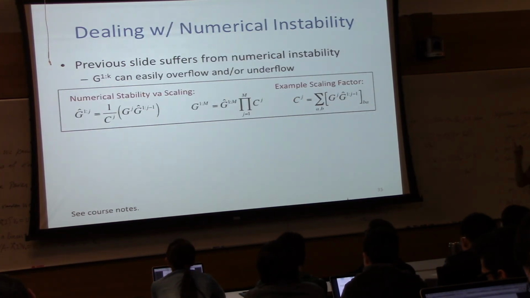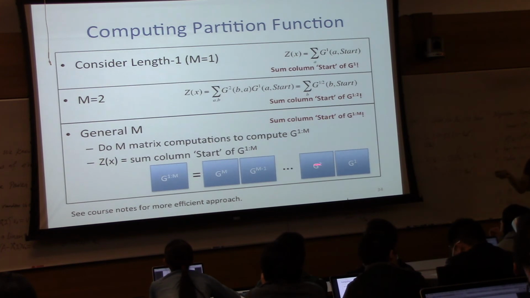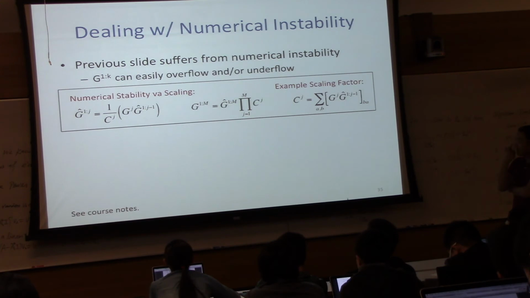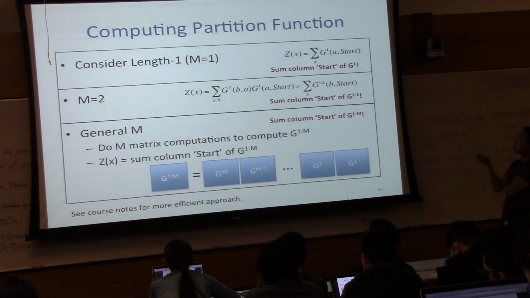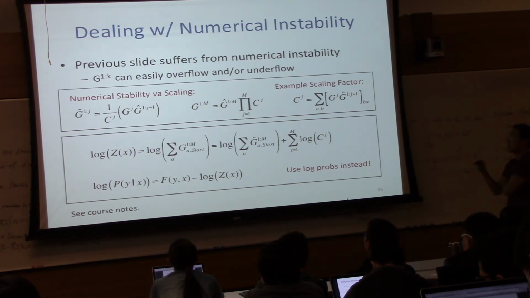Do they have numerical instability? This is something that you have to deal with. This product can get quite out of control if m, the length of the sequence, is long. The way you deal with that is the observation that you basically divide by a constant. At every intermediate step in the matrix product, you just divide by some constant. It doesn't really matter what that constant is, but you divide by a constant so that this doesn't get out of control.